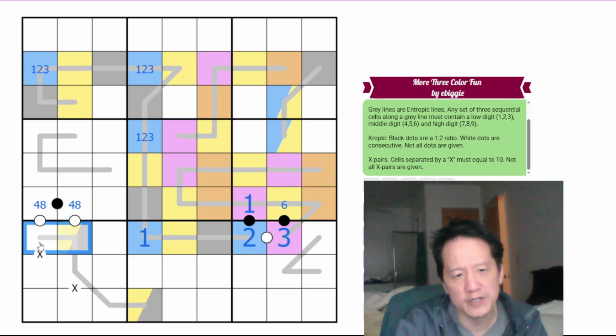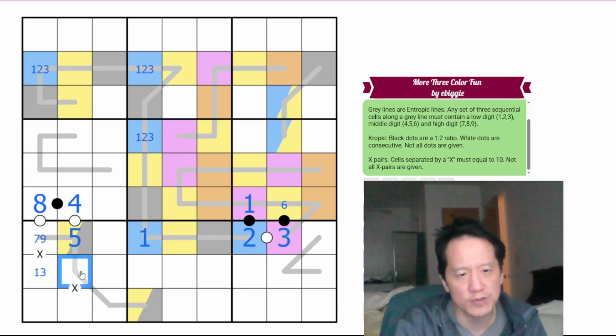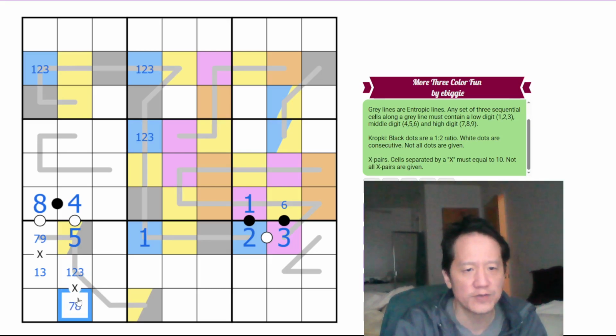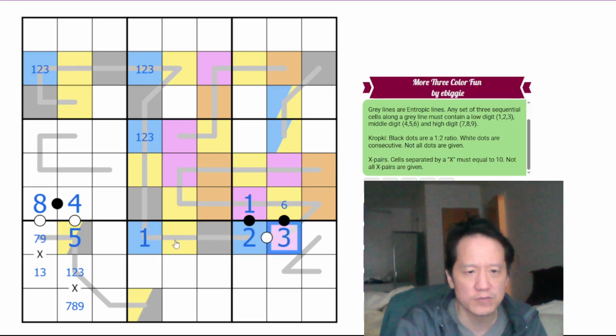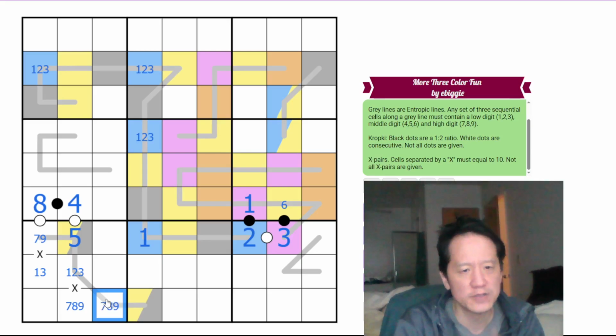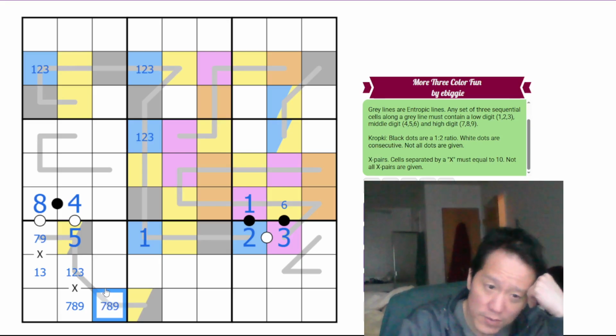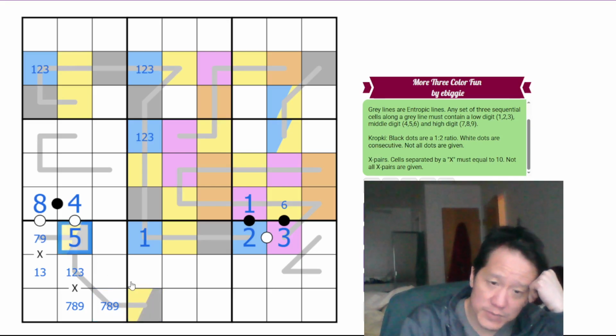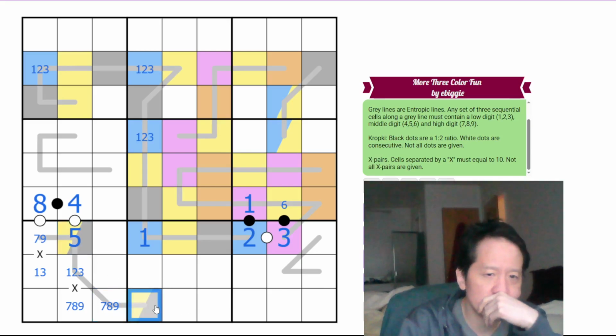4 and 8 could be next. It would have to be next to 5, and this couldn't be 5. So this would be 5. This would be 4. This would be 8. This would be 7 or 9, which is with 1 or 3. This would have to be 1, 2, or 3 with 7, 8, or 9. So that seems like that could work also. This would be high, so it's a 7, 8, 9. That seems fine both times.